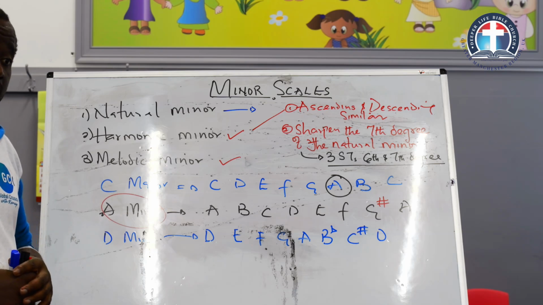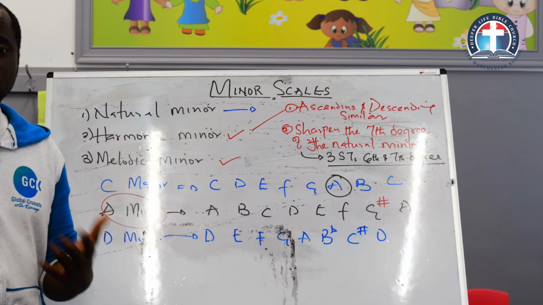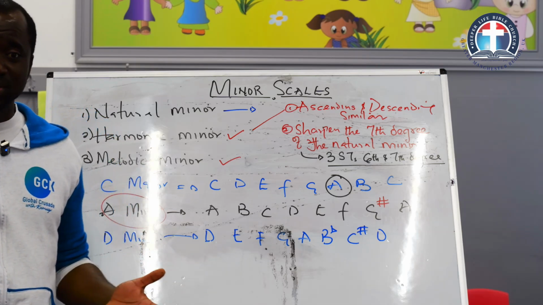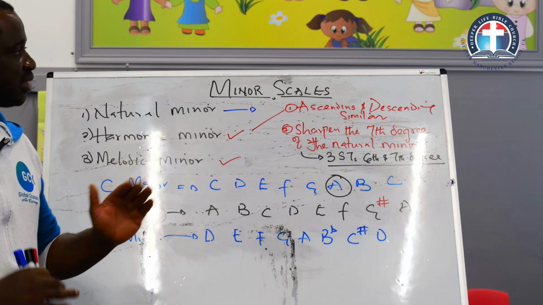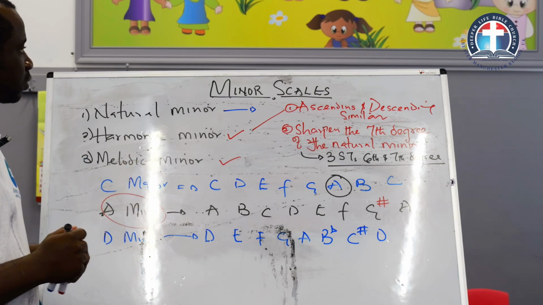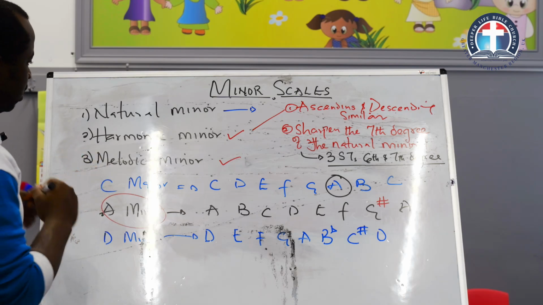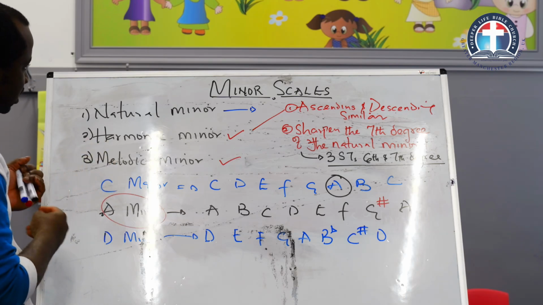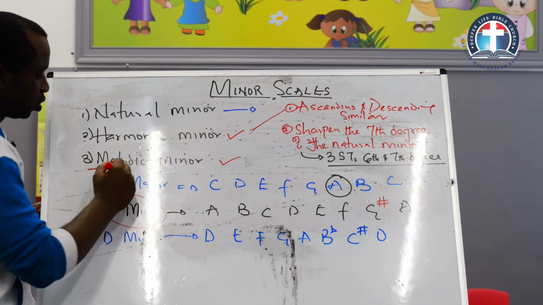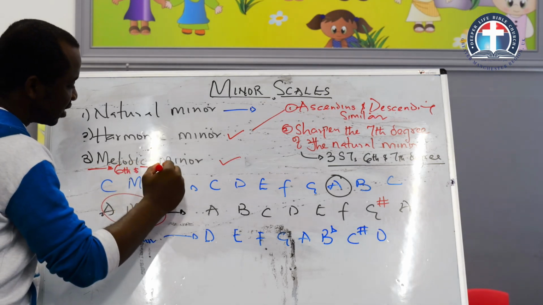Melodic minor is a bit harder, but you will still need to know it. You can't run away from it. Even if you don't want to do it now, next grade, you will still need it, so it's better you know it. Melodic minor, the ascending is different from the descending. In the ascending, the 6th and the 7th notes are sharpened.